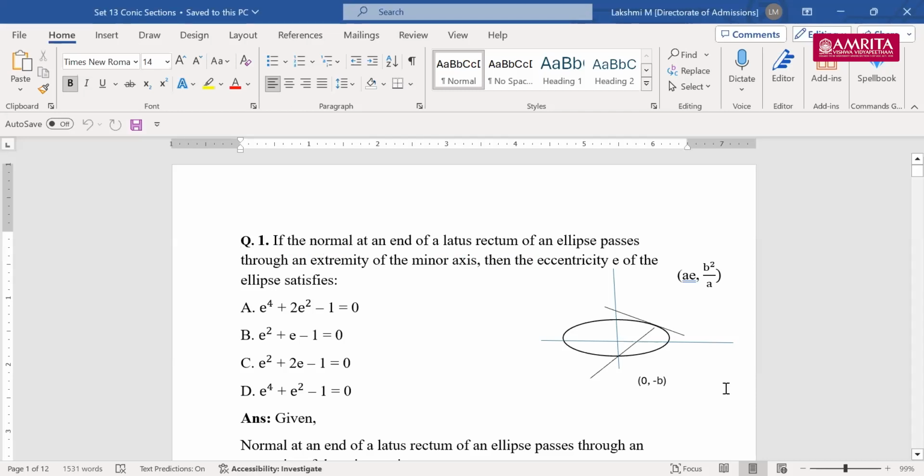So please start doing this. Think about what details are given in the question and how you can reframe them so that you will be able to find out which among these is satisfied. That's what you have to find out. Which among these equations: e to the power 4 plus 2e square minus 1 equal to 0, e square plus e minus 1 equal to 0, e square plus 2e minus 1 equal to 0, e to the power 4 plus e square minus 1 equal to 0. I hope we can discuss it now.